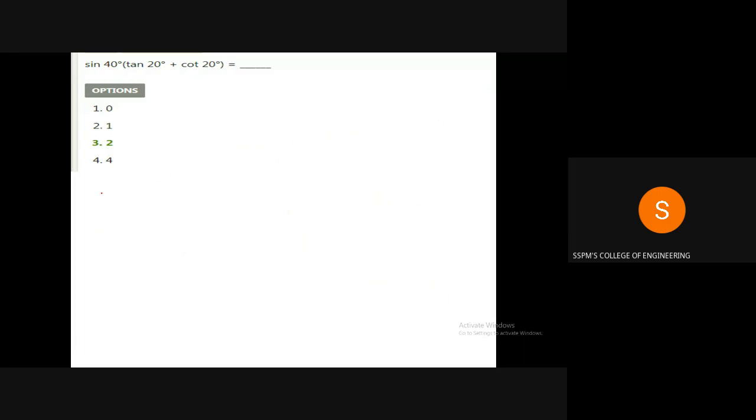Next question is: sine 40 degree into bracket tan 20 degree plus cot 20 degree. We have to find the value of this.